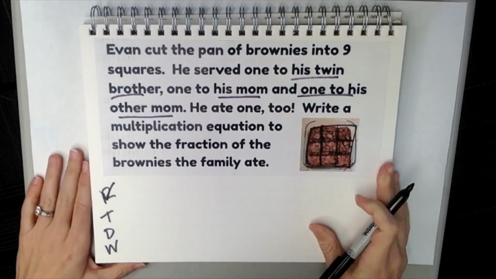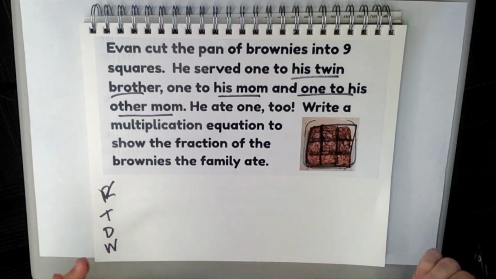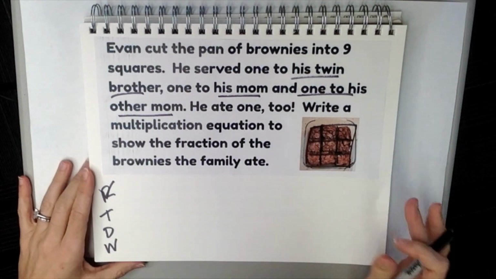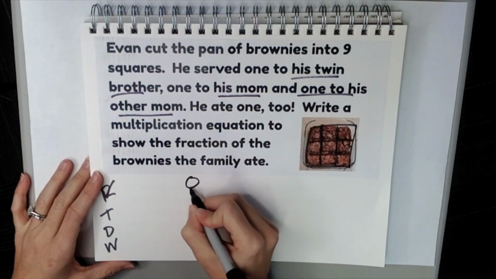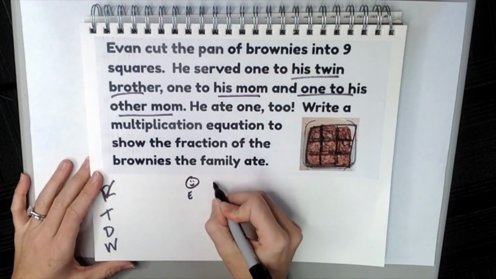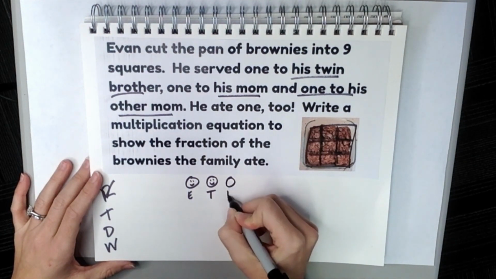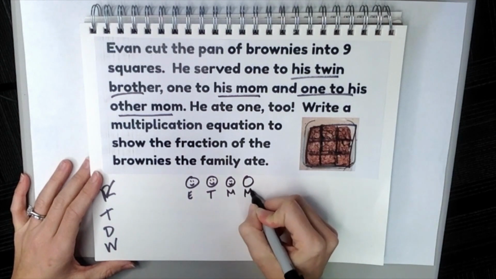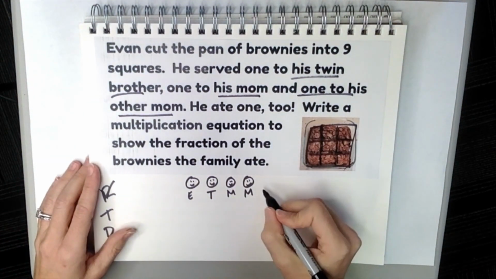Okay, so we have to figure out the fraction of the brownies, the total amount of brownies they ate. So you know what? I just need a little visual. So I need Evan. This just helps me. His twin brother, T for twin, mom, and his other mom. Okay, there's 4 of them, and there's 4 brownies that they ate.